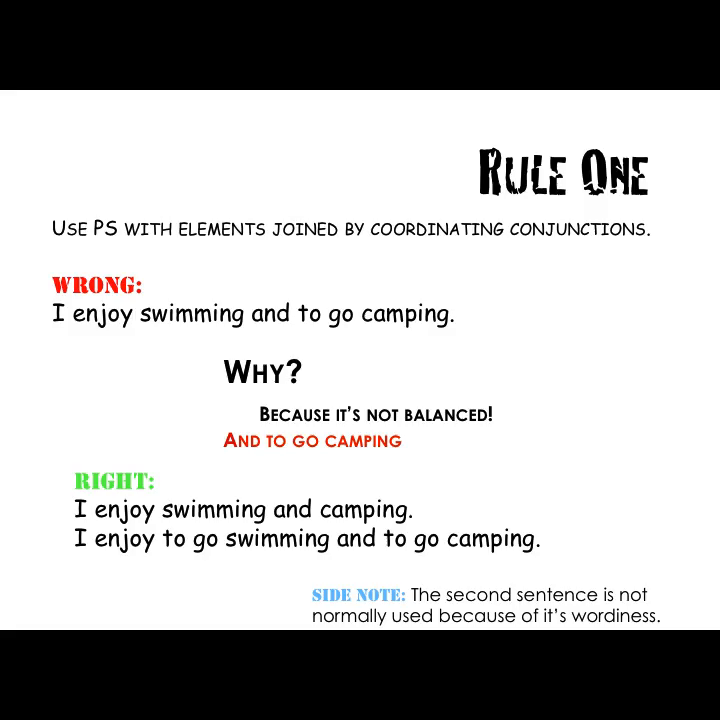And the reason why the second part of the sentence throws it off is because normally you want to adapt to the first part. I enjoy swimming. So I enjoy swimming, you want the last half to match with the first half. I enjoy swimming and camping. Or I enjoy to go swimming and to go camping. You don't necessarily use the second one. It's a little wordy. You want to stick with I enjoy camping and swimming. I enjoy swimming or camping. I enjoy hiking and biking. That even rhymes.